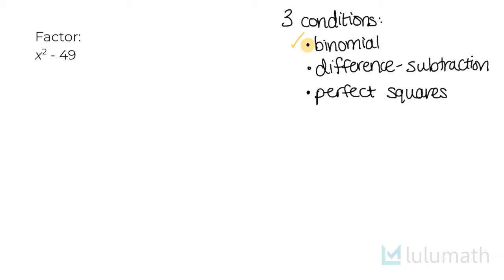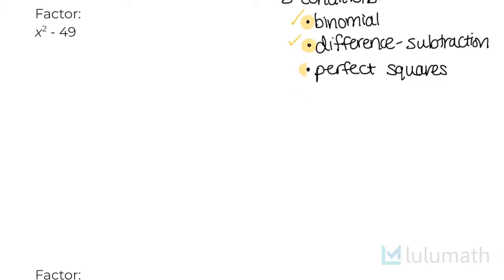The next condition is there has to be a difference. There has to be subtraction. And here we do have a subtraction sign, so it is a difference of 2 terms. Again, we can check this off. And then lastly, we have to have perfect squares. So let's see if they're perfect squares. So I'm going to take my first term, which is x squared, and I'm going to see, can I square root x squared?